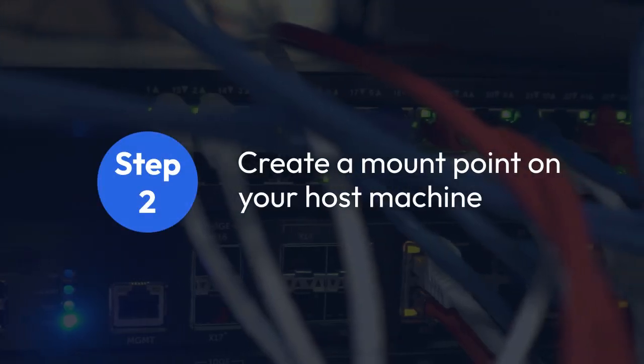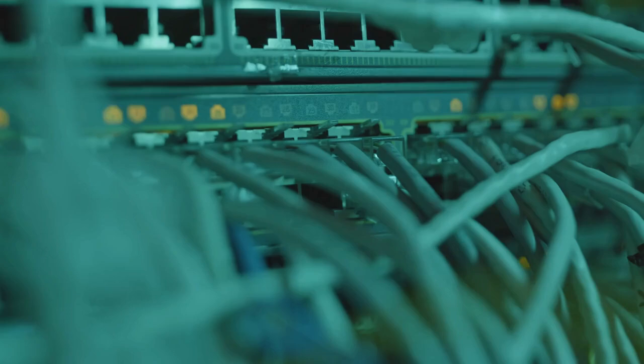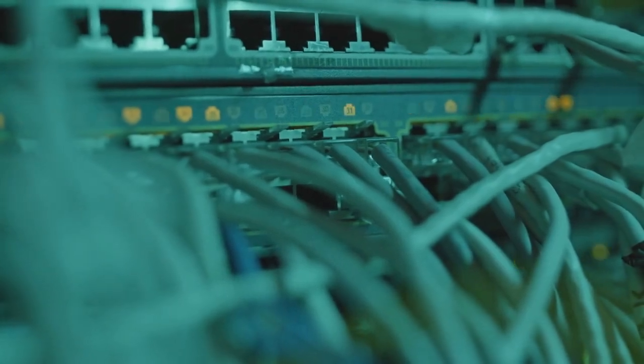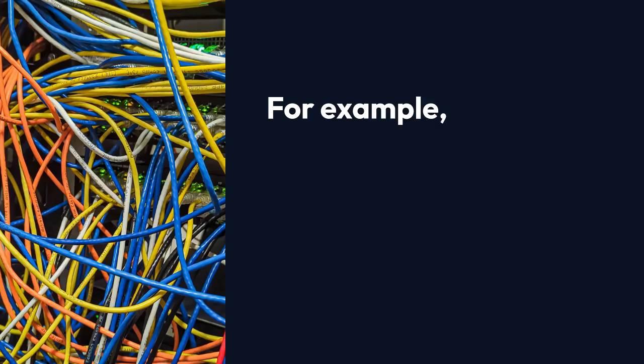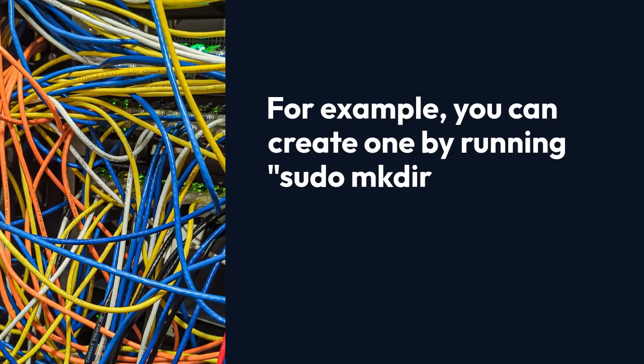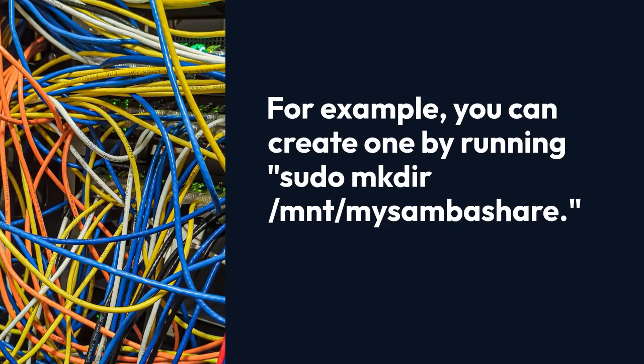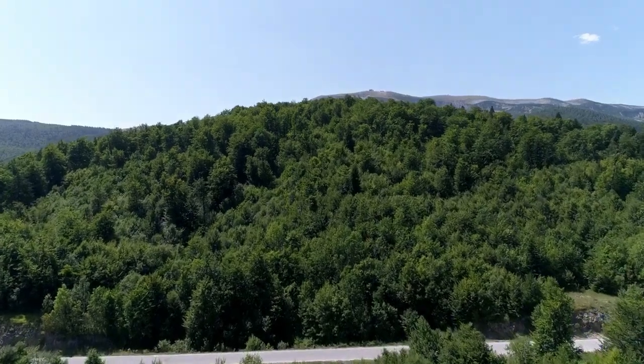Step 2. Create a mount point on your host machine. This is just an empty directory where the Samba share will be attached. For example, you can create one by running sudo mkdir /mnt/mysambashare. You can choose any suitable name and location.